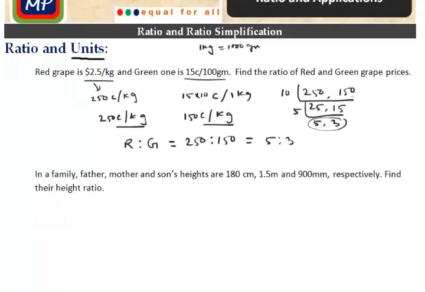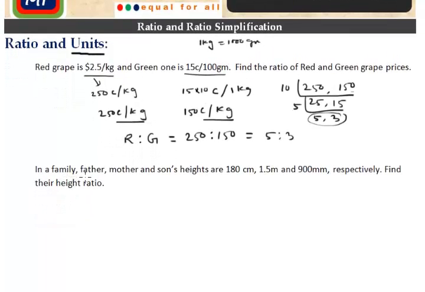Here is another example. In a family, father, mother and son's heights are 180 centimeter, 1.5 meter and 900 millimeter respectively. Find their height ratios. So father's height is given in centimeter, mother's height is given in meter, and son's height is given in millimeter. So we need to convert these three different units into one unit. So let us convert all these units into centimeter.